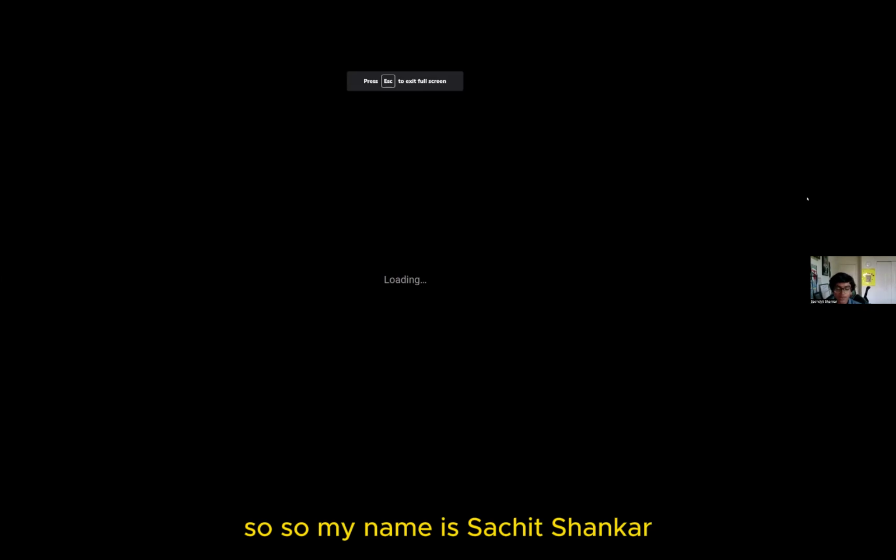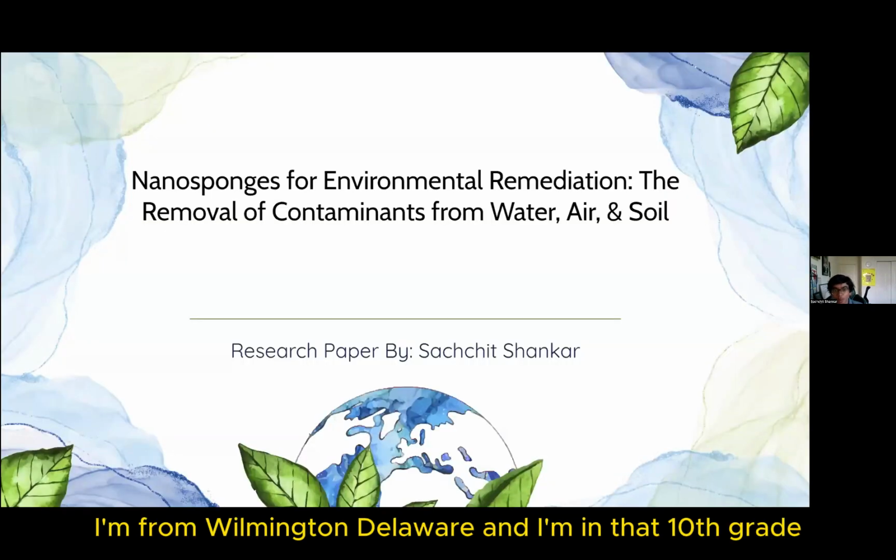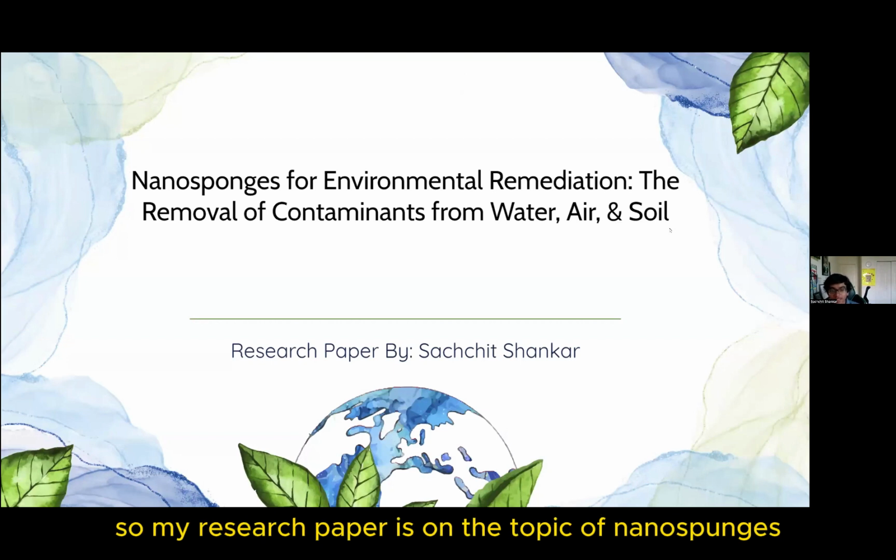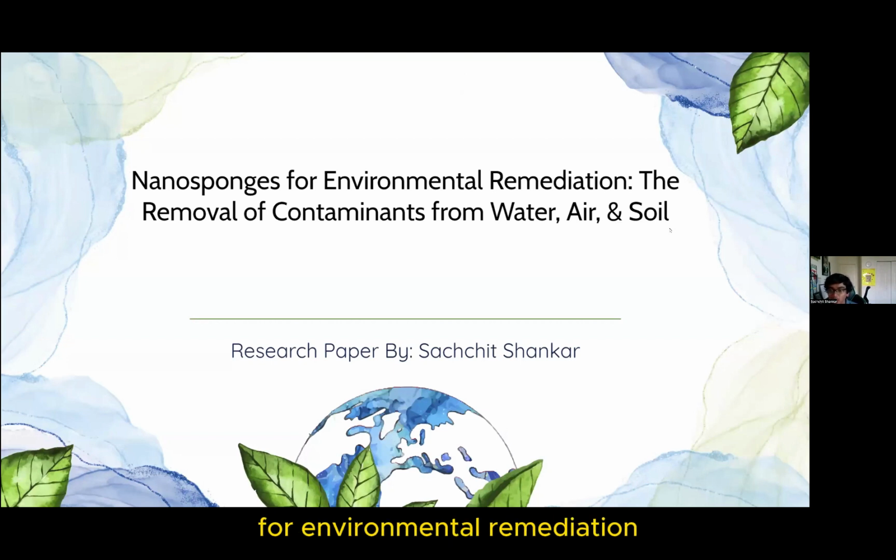Yeah, that looks good. So my name is Sachit Shankar. I'm from Wilmington, Delaware, and I'm in the 10th grade. So my research paper is on the topic of nanosponges for environmental remediation, specifically for the removal of contaminants from the water, air, and soil.